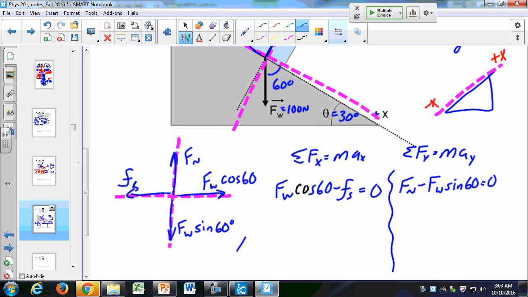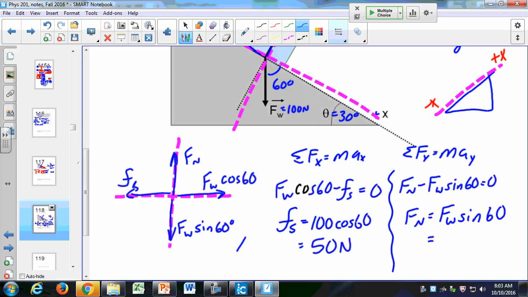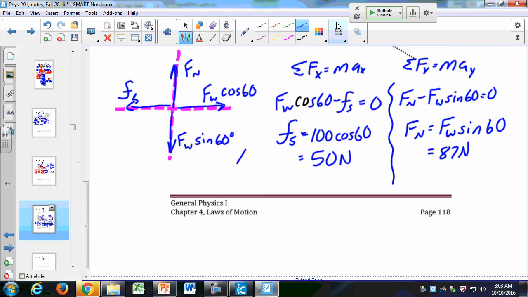Okay, so we can make short shrift of this. Our static friction is Fw cosine 60. That's 100 cosine of 60. Is that a half? That's a half, right? Is that 50? Am I right about that? Or 86? It's 50. Okay. And then here we can also find our Fn, which is Fw sine of 60. That's going to be 100 times sine of 60, which is 87 newtons. And then how do we find our coefficient in this case?